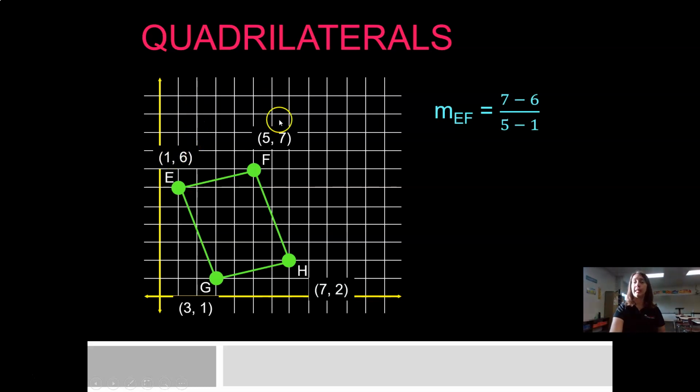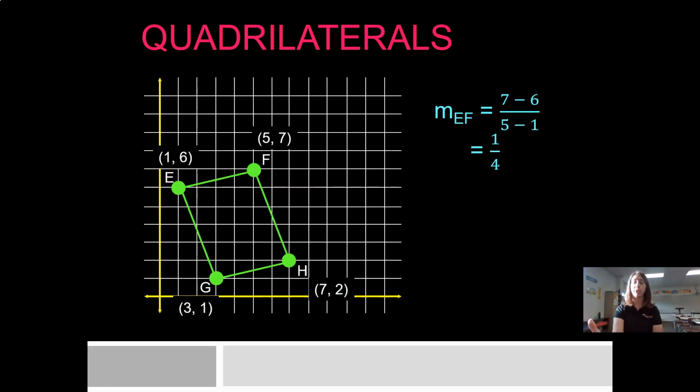Now, if you wanted to go 6 minus 7, that's okay. Just make sure that you're consistent. You always start at E and then go to F, even as you fill in the denominator. I decided to start at F and head over to E in the question. All right, so what do I have? We have 7 minus 6 from the y's and 5 minus 1 from the x's. When I subtract those, 7 minus 6 gives me 1, and 5 minus 1 is 4.